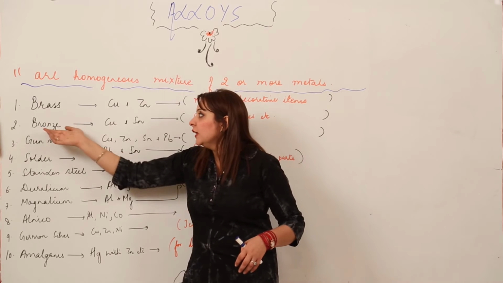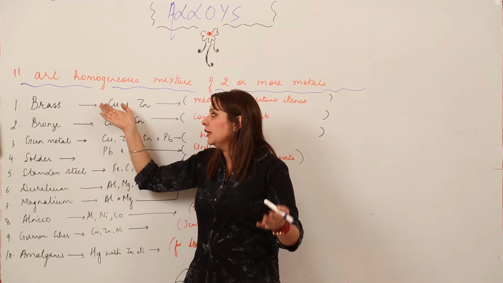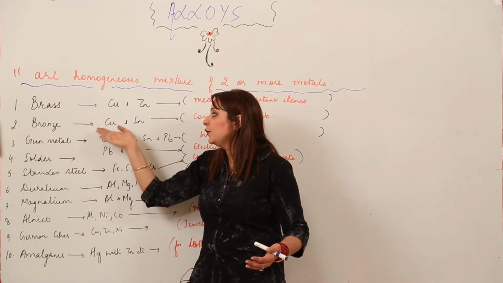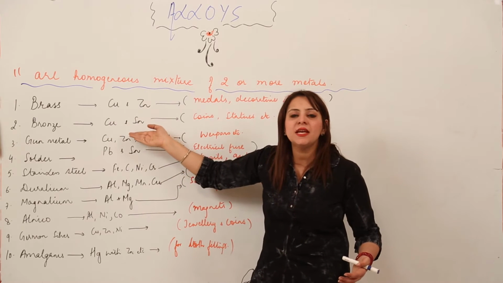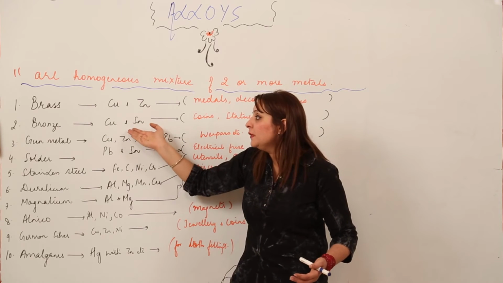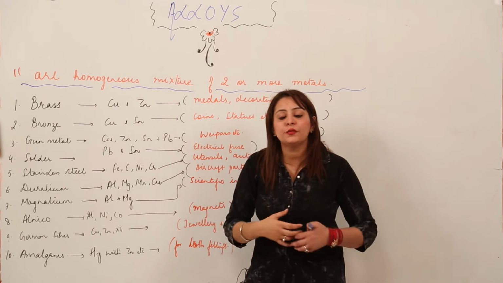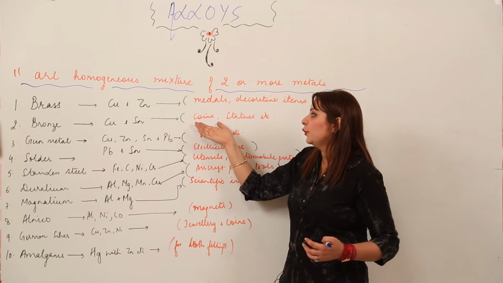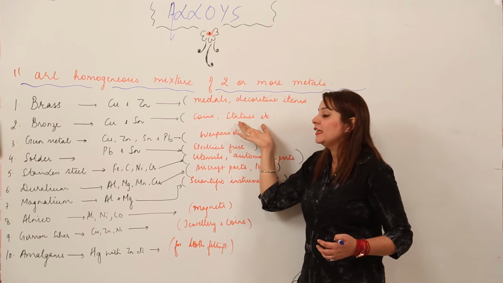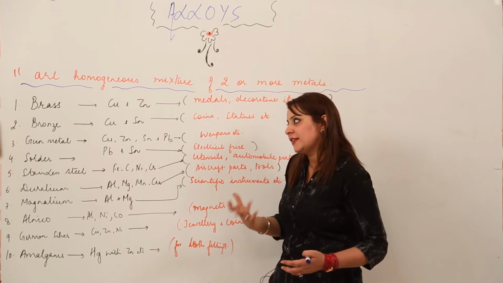Second is bronze. Another alloy of copper is bronze, in which we mix copper with tin. Sn is tin. We mix copper with tin, and for what use do we use it? We use it for making coins, statues, decorative items, etc.